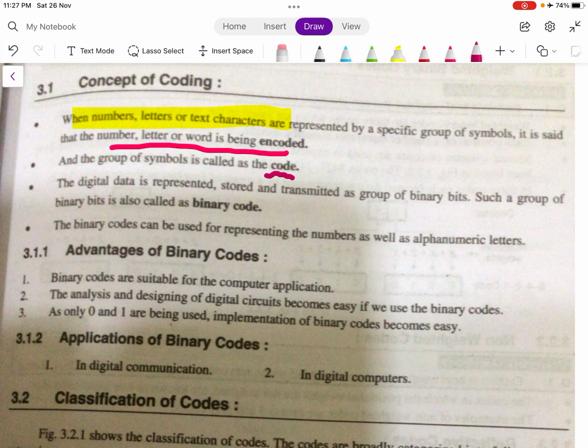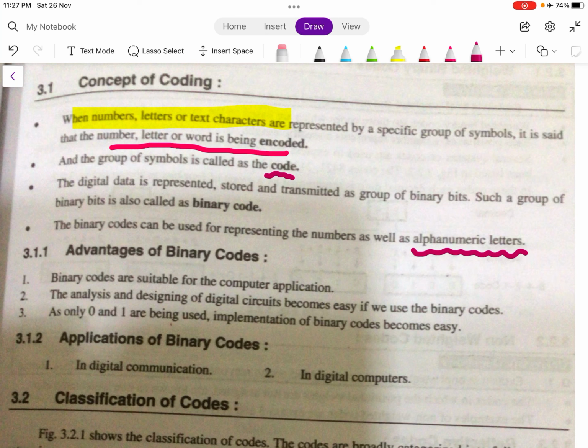The digital data is represented, stored, and transmitted as a group of binary bits. Such a group of binary bits is also called a binary code. The binary codes can be used for representing numbers as well as alphanumeric letters. So what are the advantages of binary codes?